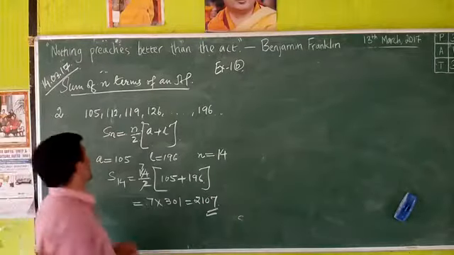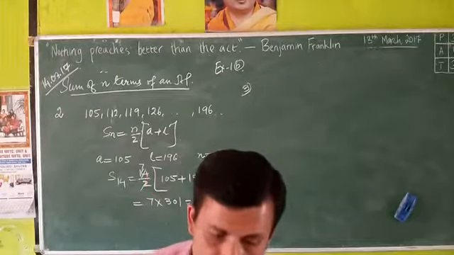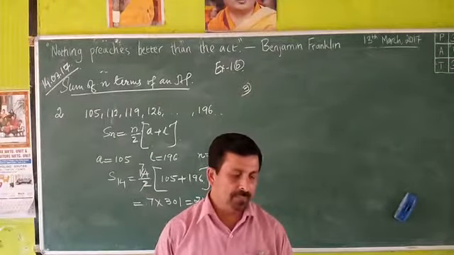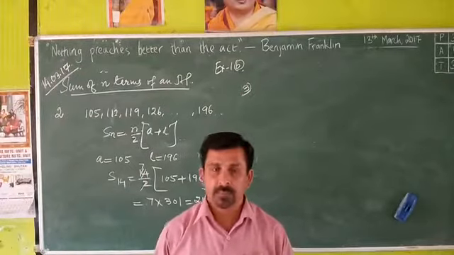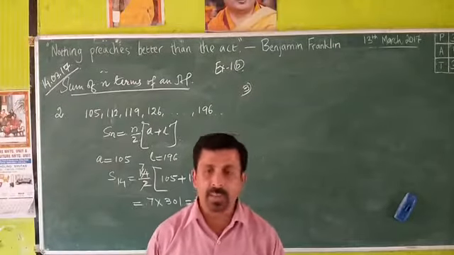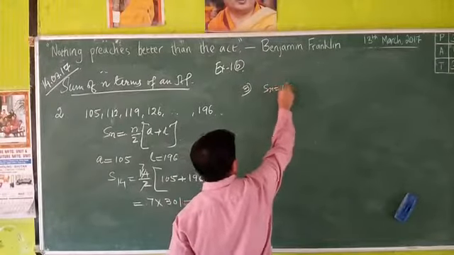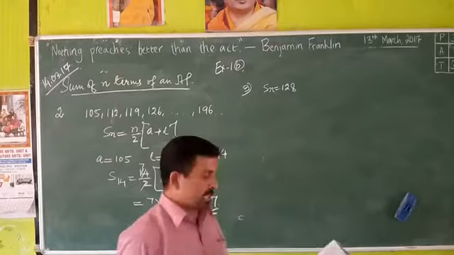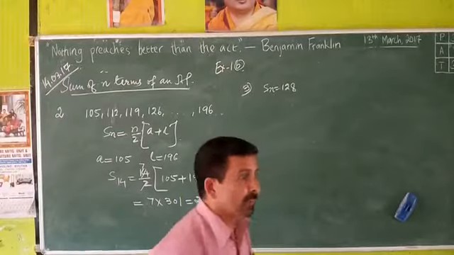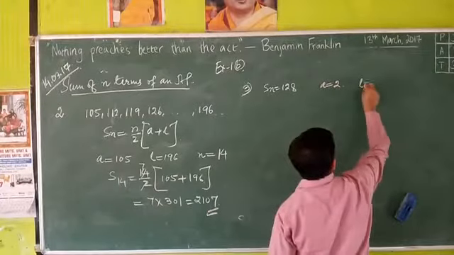Understood? Next we will move to question number 3. Question number 3 says, the sum of a series of terms in AP is 128. Now we are given the sum. So we are given the sum of n terms of the series, Sn is equal to 128. What else is there? The first term is 2 and the last term is 14. Again, we are given the first term as 2 and the last term as 14.